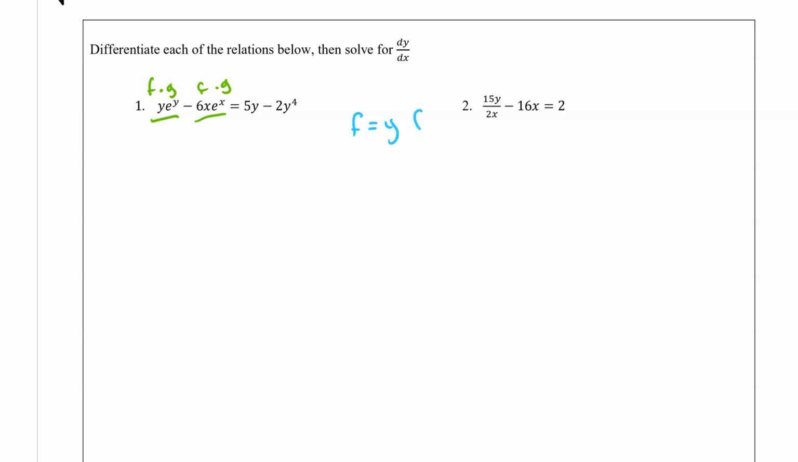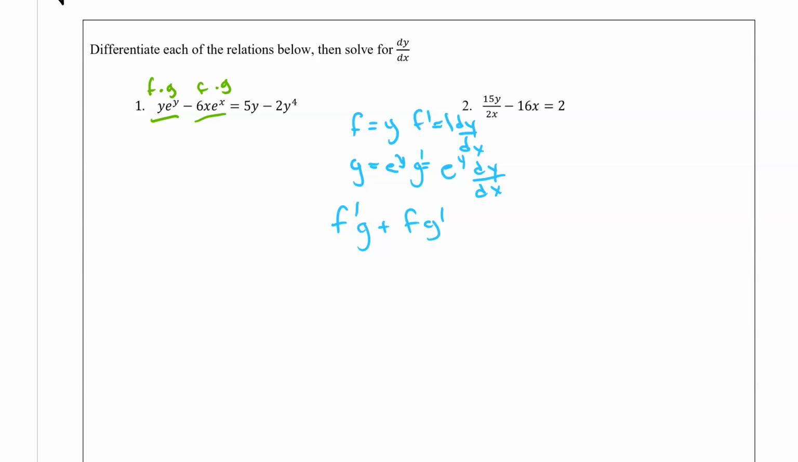Our f is y, our derivative of f is 1 dy dx. Our g is e to the y. E to the y stays the same, so our derivative of g is e to the y, and then we did the derivative of a y expression, so we need a dy dx. Plug into your product rule.